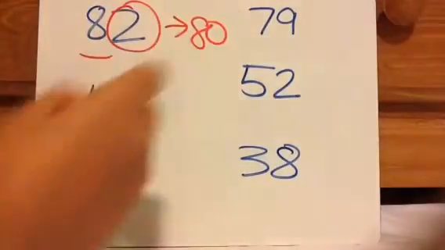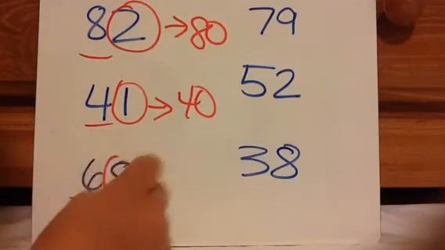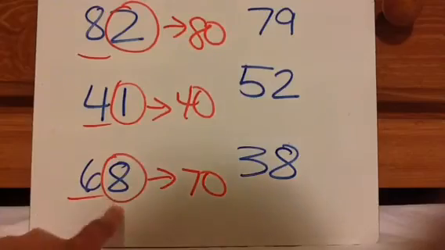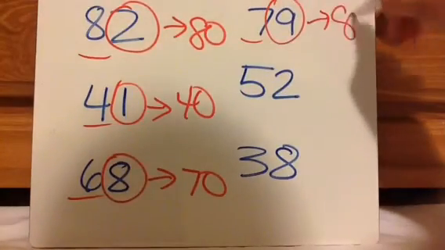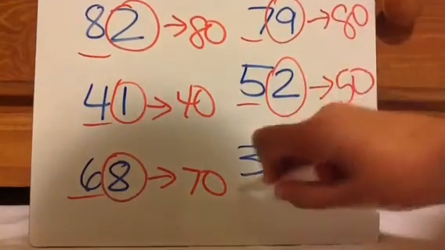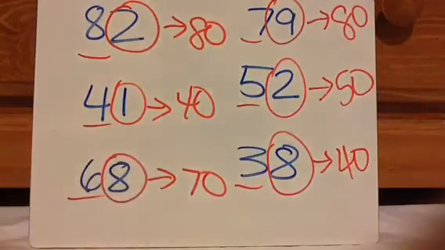Okay, when I think of 82, I know that's closer to 80. 41 is closer to 40 than 50. 68 is actually closer to 70 than 60 because this is just 2 away from 70. 79 is 1 away from 80. 52 is only 2 away from 50. 38 is only 2 away from 40. So if you can round numbers to the nearest 10, you can honestly round any number.